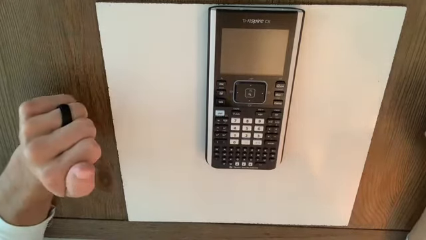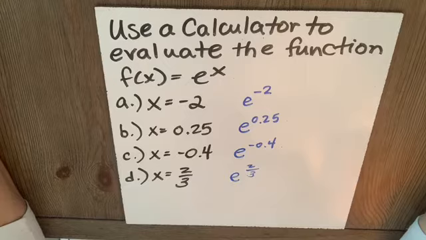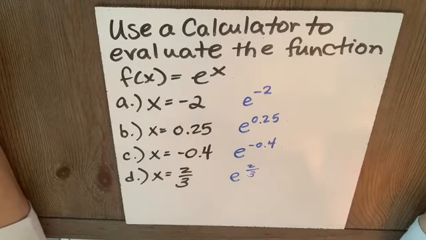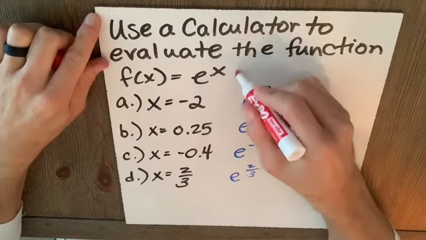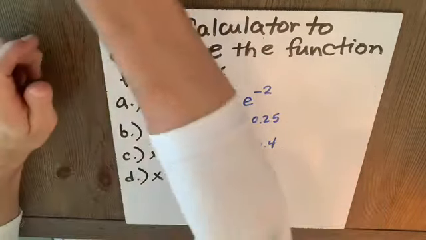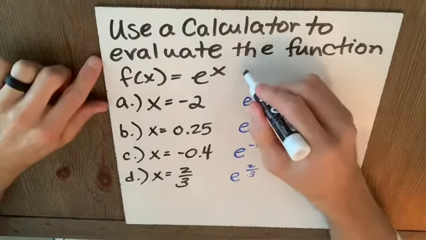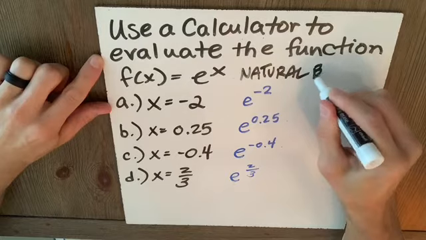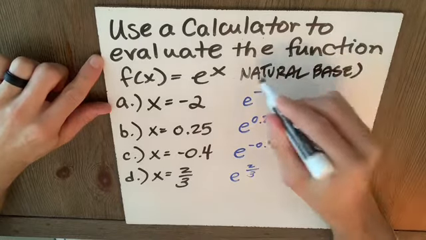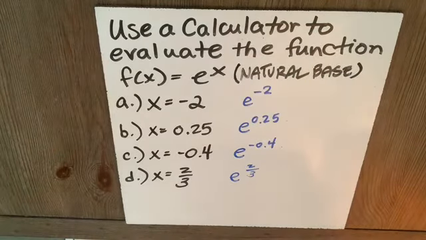If I'm asked to use my calculator to evaluate the function, now, we call this the natural base function, e to the x. That's an important piece of vocabulary to know. This here is known as the natural base function. So y, or f of x, equals e to the x, we call that the natural base function.